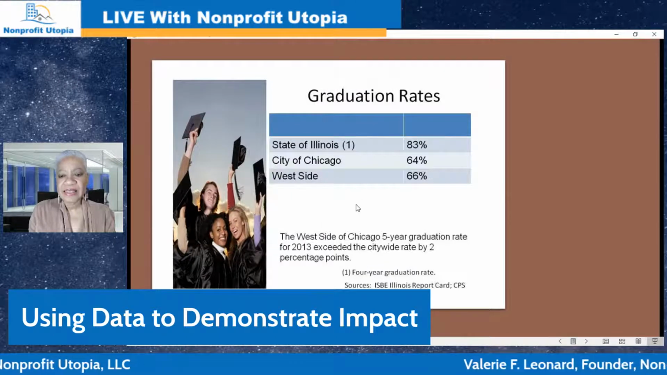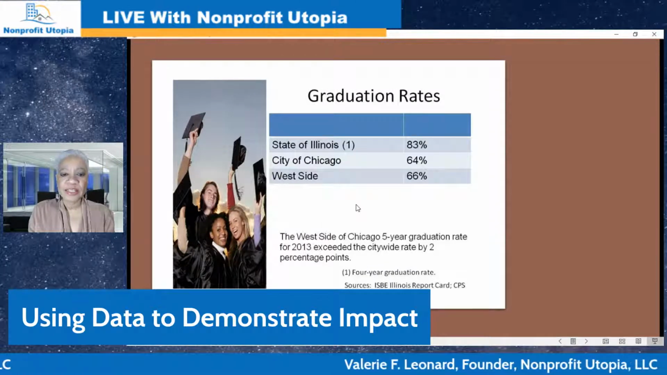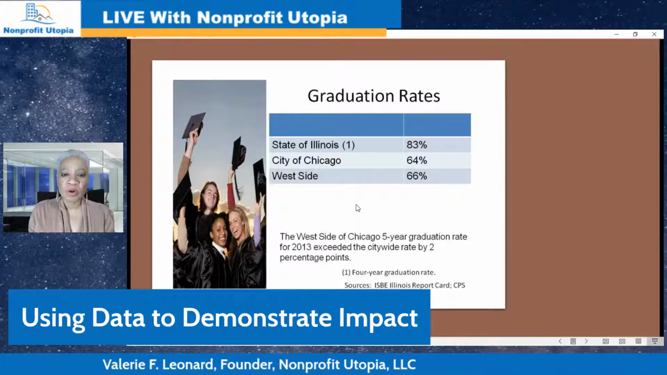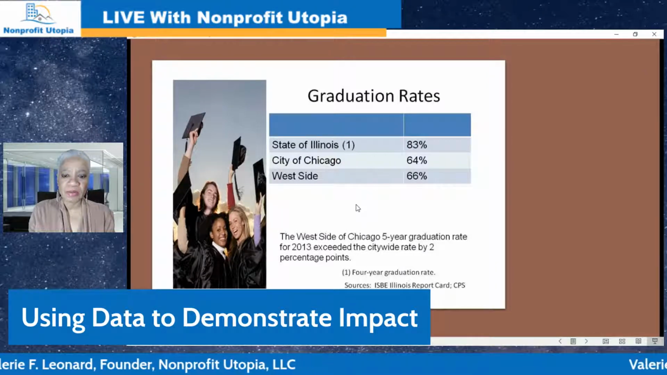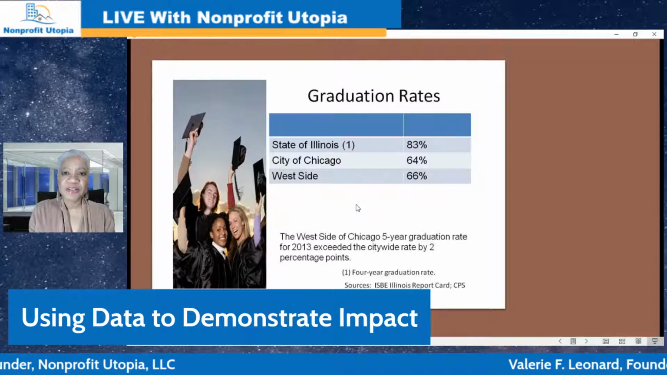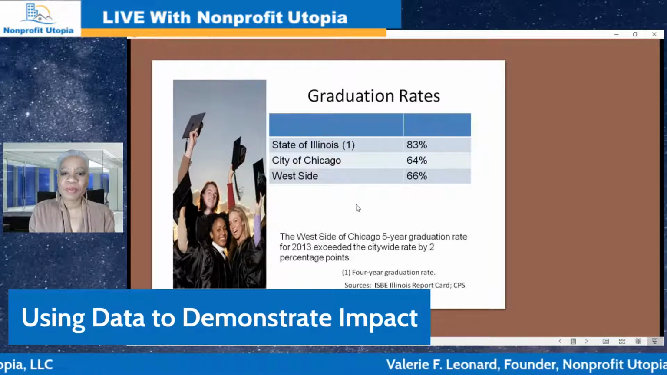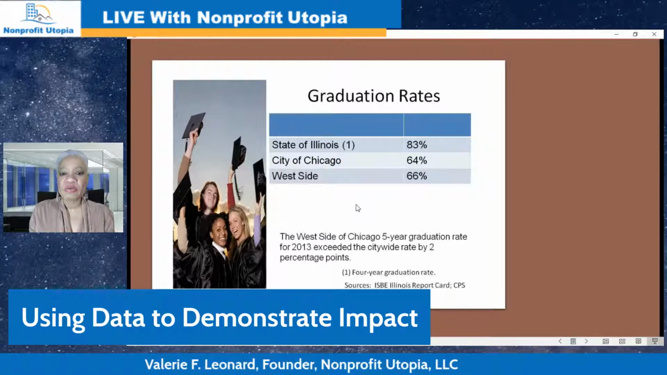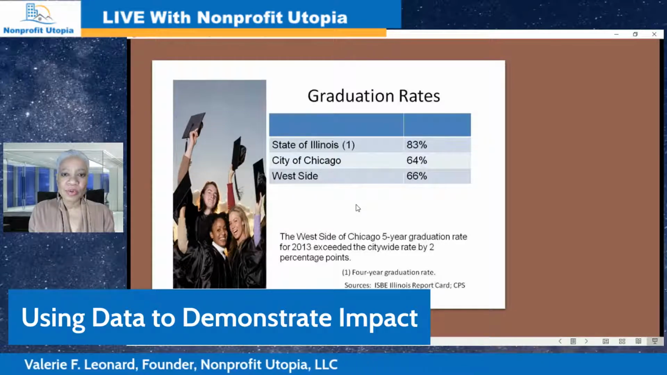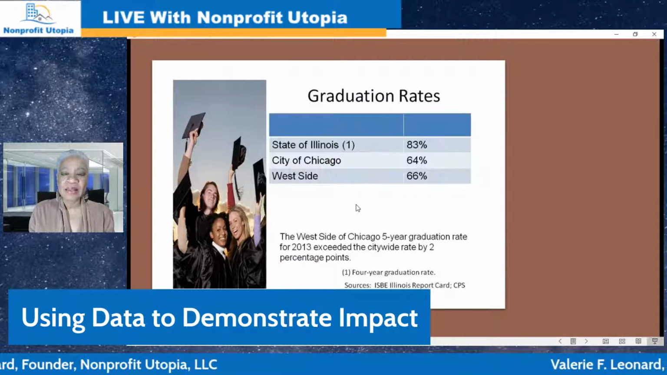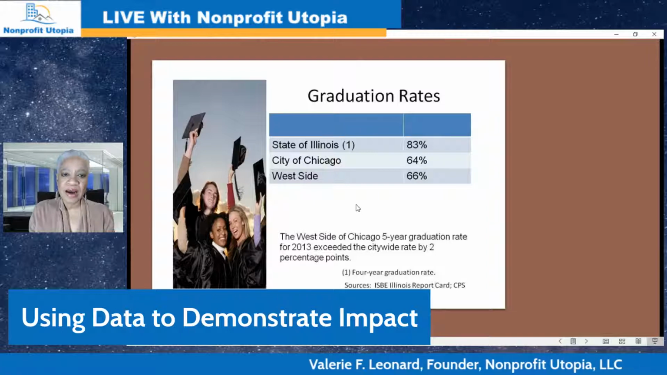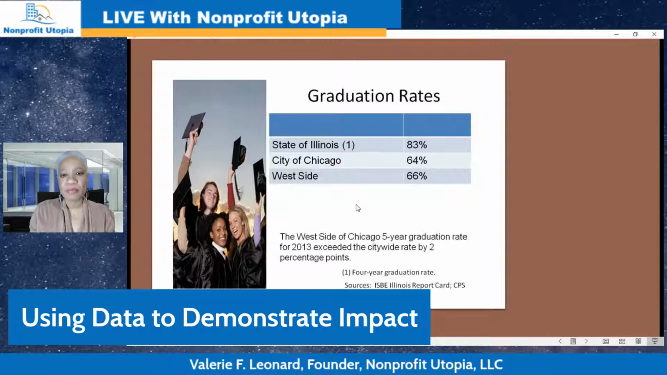And then surprisingly, when we look at the graduation rates for the state of Illinois, 83% were graduating within 5 years. For the city of Chicago, 64%, and for the West Side, 66%. So we noticed that the West Side schools were actually outperforming the city of Chicago schools by about two percentage points. However, that number bears going a little bit deeper.